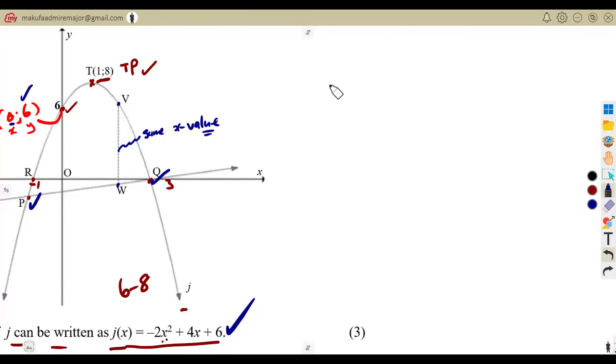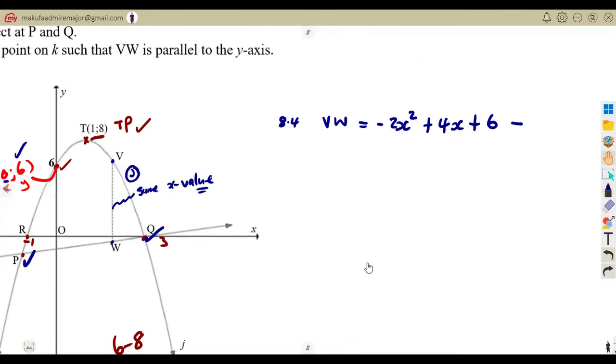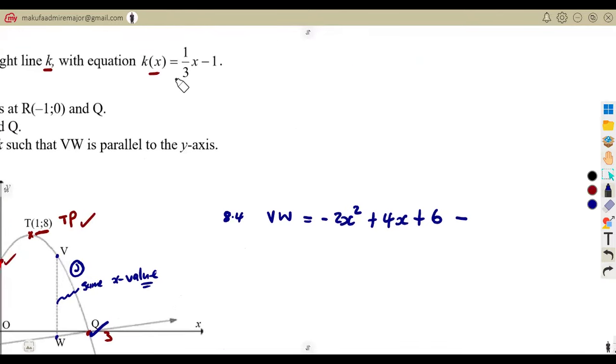So meaning to say, in our difference there on 8.4 VW, what is the difference between the function j on top? This is our j, remember, which was minus 2x squared plus 4x plus 6. Then we subtract the W. The W lies on this part of the k that you're given there. This is the function k(x). So it's just the difference. So you're going to subtract a third of x minus 1. All right, so let's subtract this.